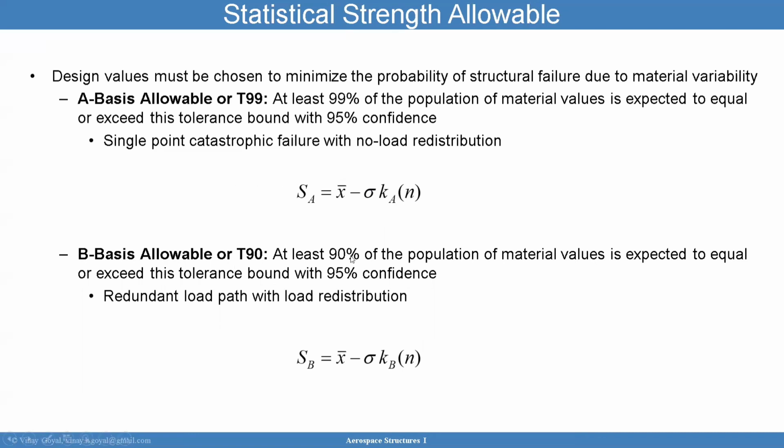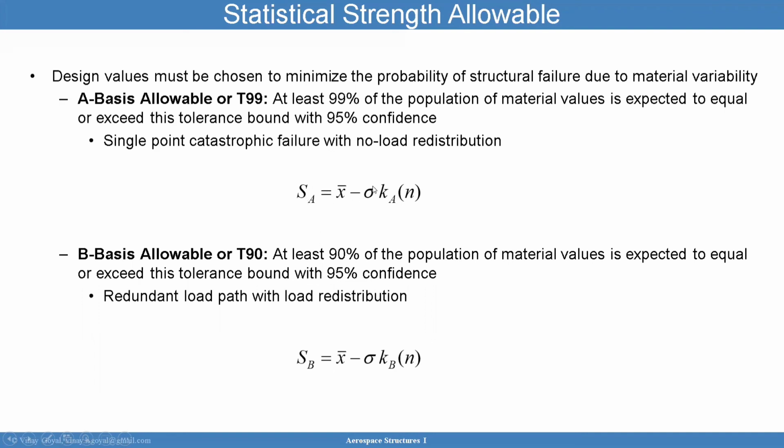For B basis, very similarly, that's 90% of the population material values, and it's expected to equal or exceed this tolerance bound with 95% confidence. And here, what I want you to notice is that A basis is going to be lower than B basis. A basis is more strict, and will be lower in value than B basis. Okay, so something to keep in mind. And so if I were to design to A basis, then my design will be heavier. If I design to B basis, my design will be lighter. So you have to trade to see what you want to do.